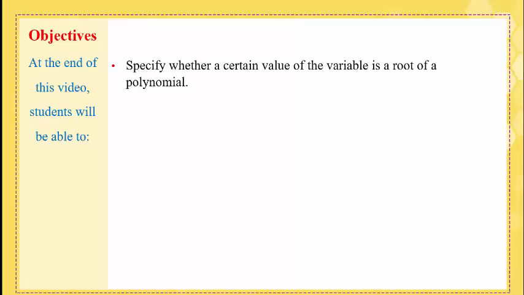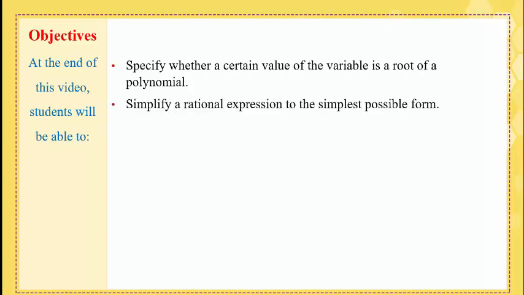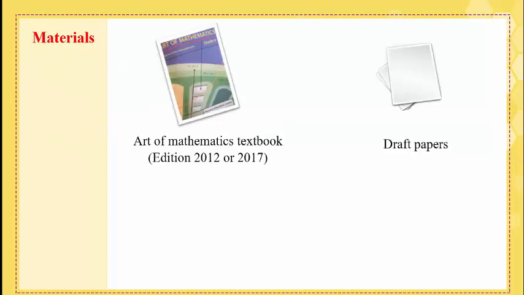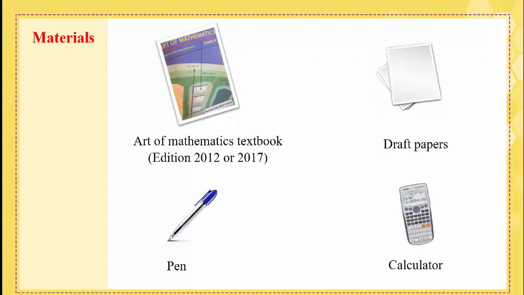Our objectives are: specify whether a certain value of the variable is a root of a polynomial, simplify a rational expression to the simplest possible form, solve an equation of the form p in x over q in x equal to 0, where p in x and q in x are two polynomials in x and q in x is different from 0. We need the following materials: textbook, draft papers, pen, and calculator.